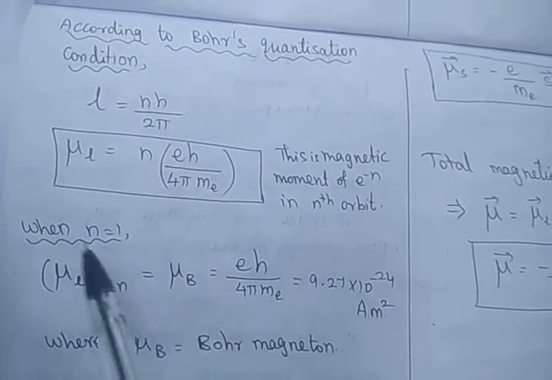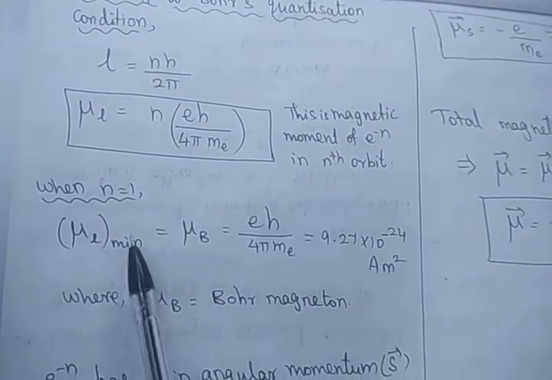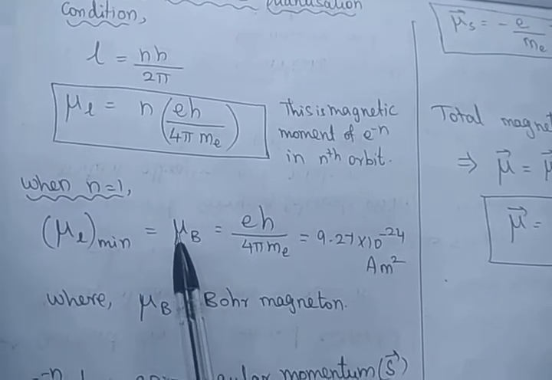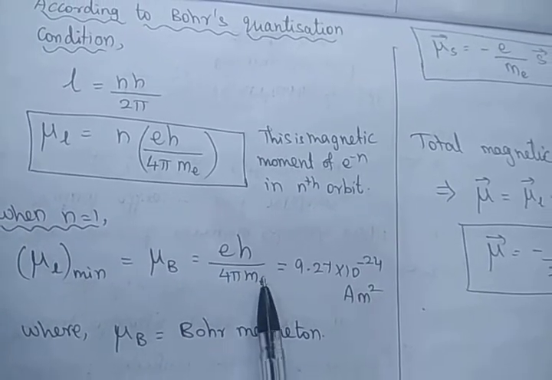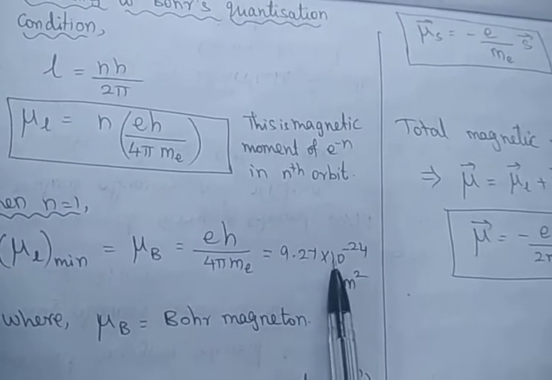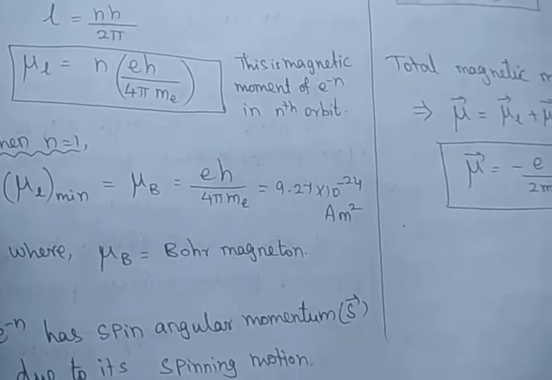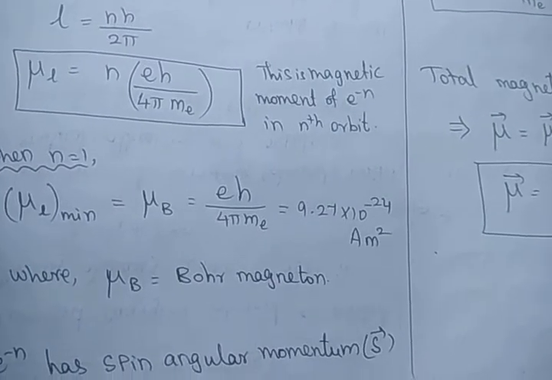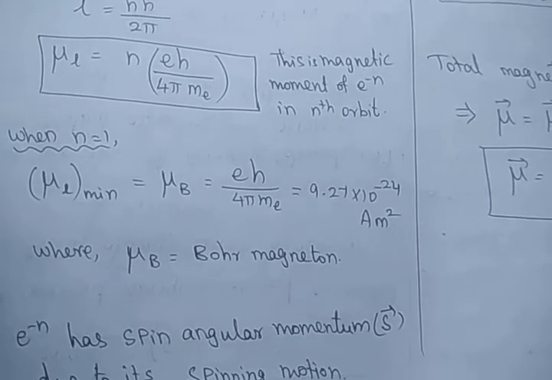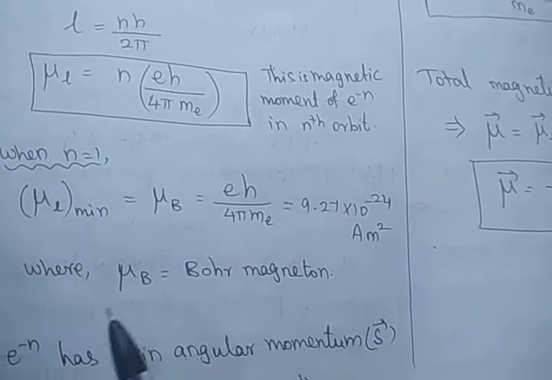If you substitute n equal to 1, that is the first orbit, for the hydrogen atom, mu L is minimum. The minimum magnetic moment value is mu B, which is equal to eh by 4 pi me. Substitute the h value, e value and me value, and we arrive at the number 9.27 into 10 power minus 24. This is called the Bohr magneton. The Bohr magneton is the unit used to measure the magnetic moment of an electron. In terms of the Bohr magneton, we represent the magnetic moments of different atoms or electrons.